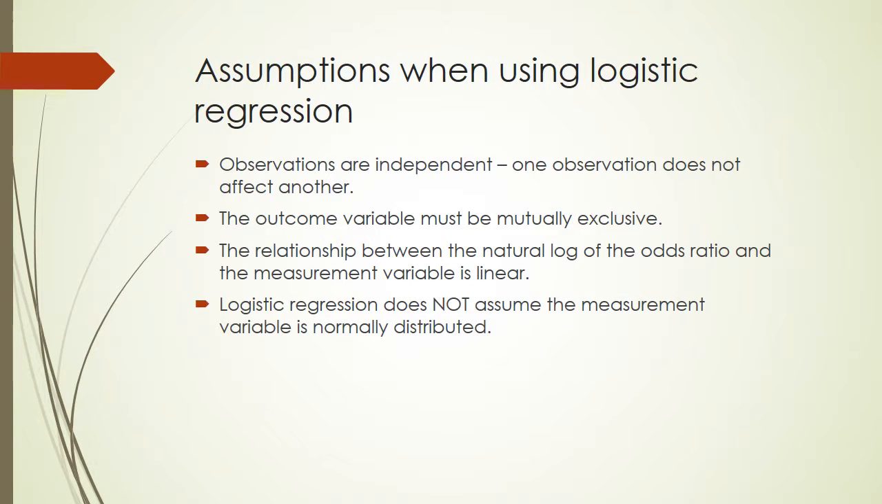Just like in any other test that we're doing, there are assumptions that you have to make when using logistic regression. First is that the test observations are independent of one another. Second, the outcome variable must be mutually exclusive. You can't be retained and not retained, for example. The third is that there is a linear relationship between the natural log of the odds ratio and the measurement variable. Another way of saying this is that the same probability is maintained across the range of predictor variables. However, logistic regression does not assume that the measurement variable is normally distributed.